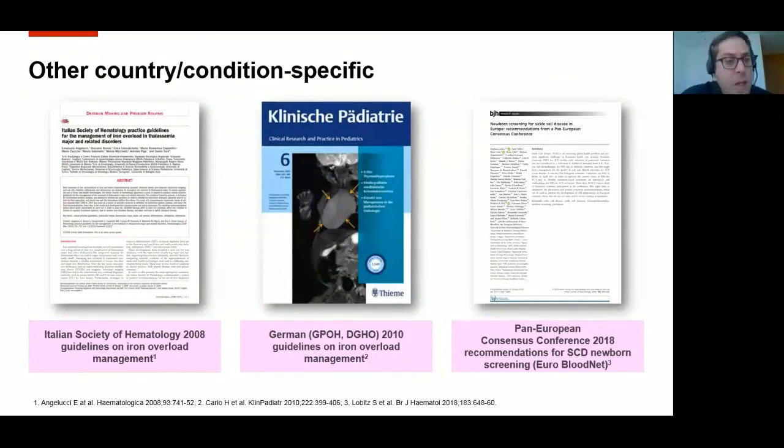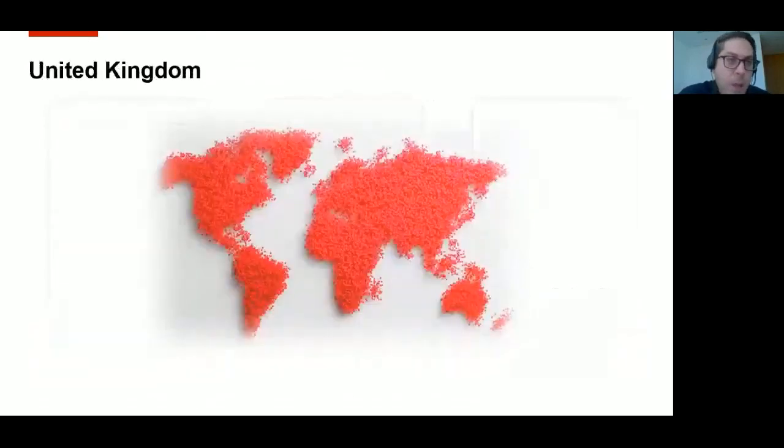There are also other country-specific guidelines from a few countries in Europe, at least the ones that I was able to find. There are the Italian Society of Hematology guides from back in 2008 covering thalassemia and sickle cell and other congenital anemias, specific to iron overload. The same kind of guideline specific to iron overload from Germany. And there is a pan-European consensus conference statement or recommendation specific to newborn screening from the EuroBloodNet group.